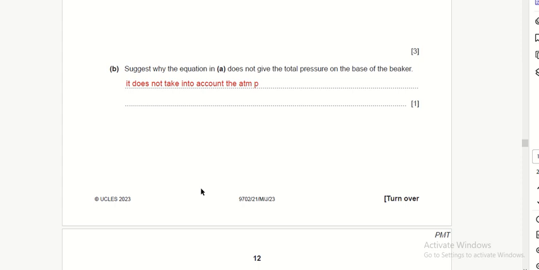Why is this expression not suitable for total pressure? Because we must take into consideration the atmospheric pressure, and we hadn't.